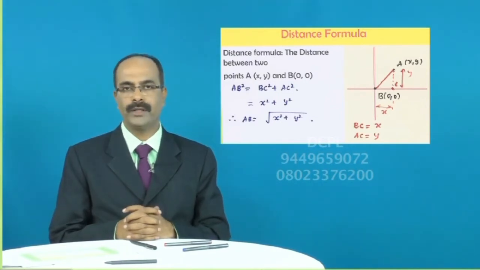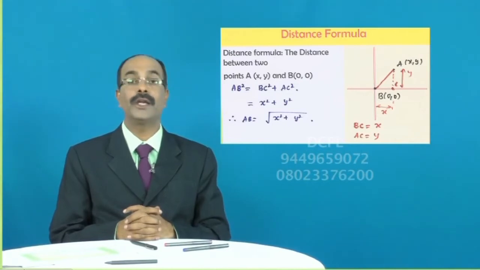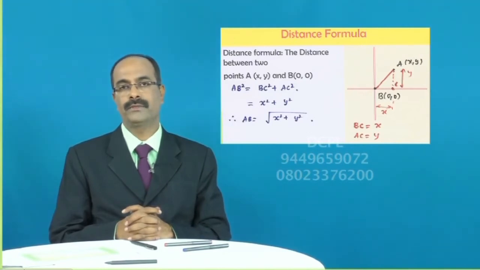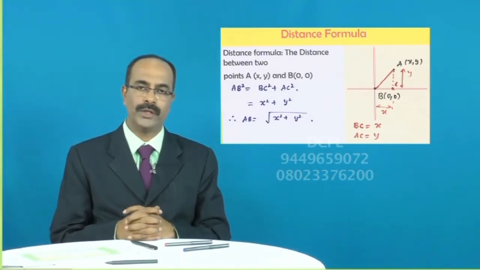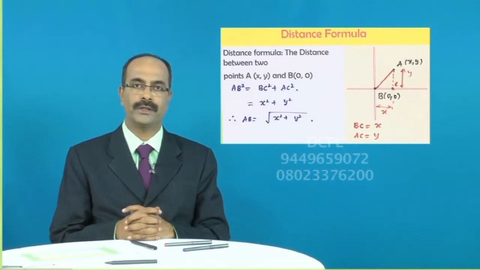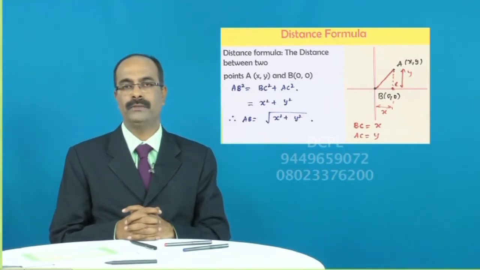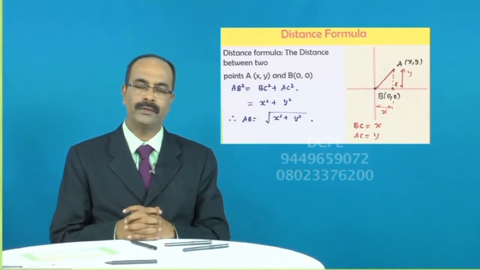Consider 3 points A, B, and C. A, B, and C are on the same line if and only if AB plus BC is equal to AC. That means to say the sum of 2 distances is equal to the largest distance. Then only we can say the 3 points are collinear. If not, they form a triangle.